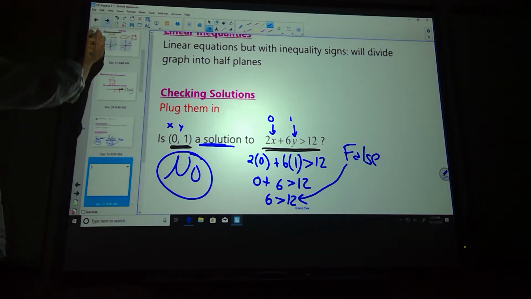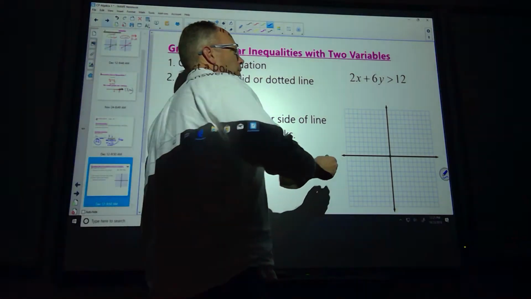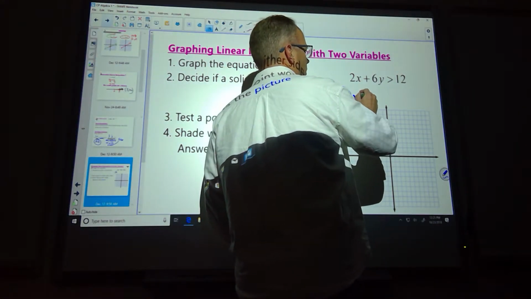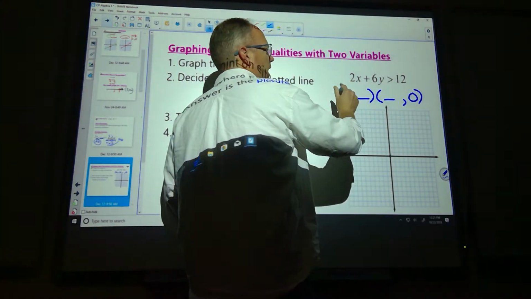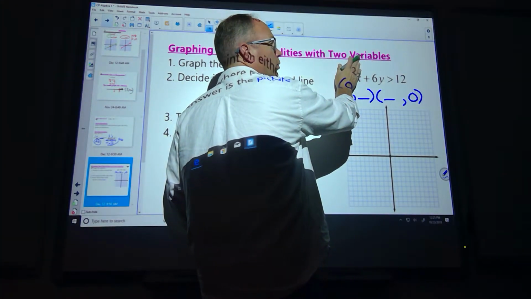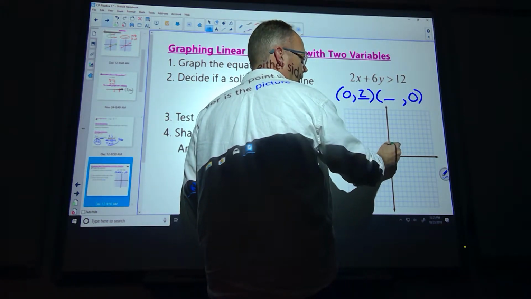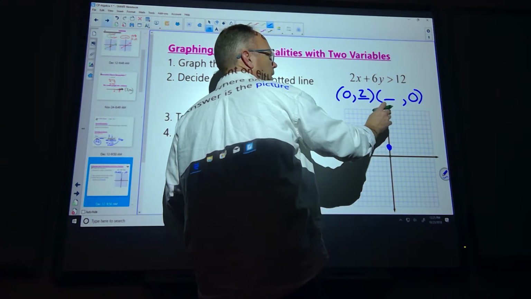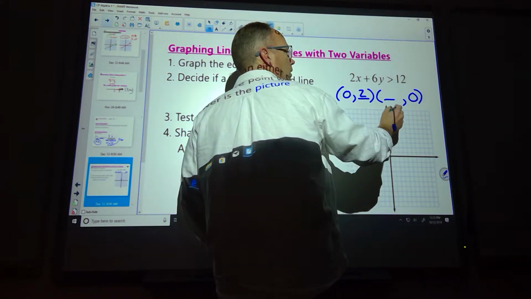Moving on. All right, so let's graph this equation. Decide if it's solid or dotted. Okay, well, let's graph it first. I think I might be able to get away with using the cover method on this. So that's an x value. So 6 times what number is 12? 2. So I get 0, 2, which is right here. And then that's a y value. So 2 times what number gives me 12? 6.